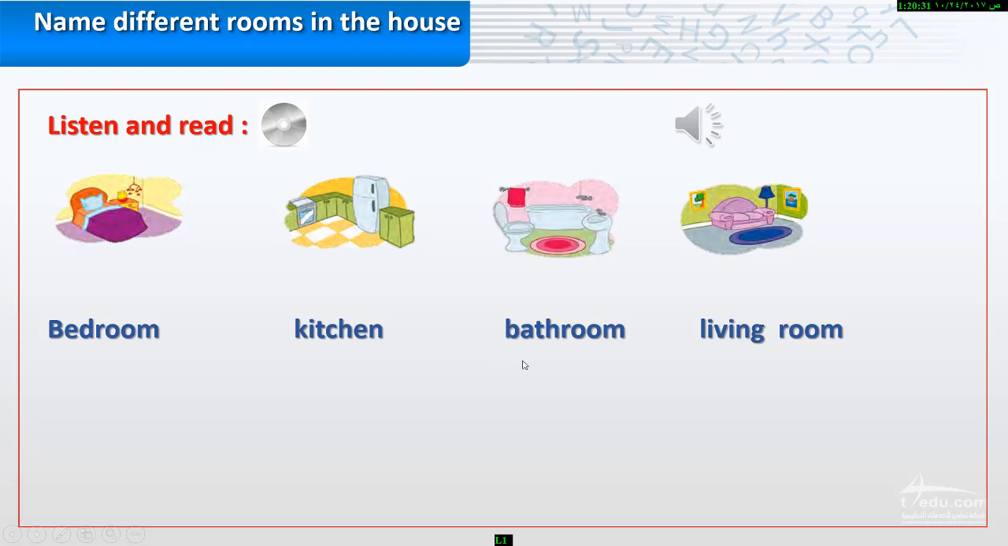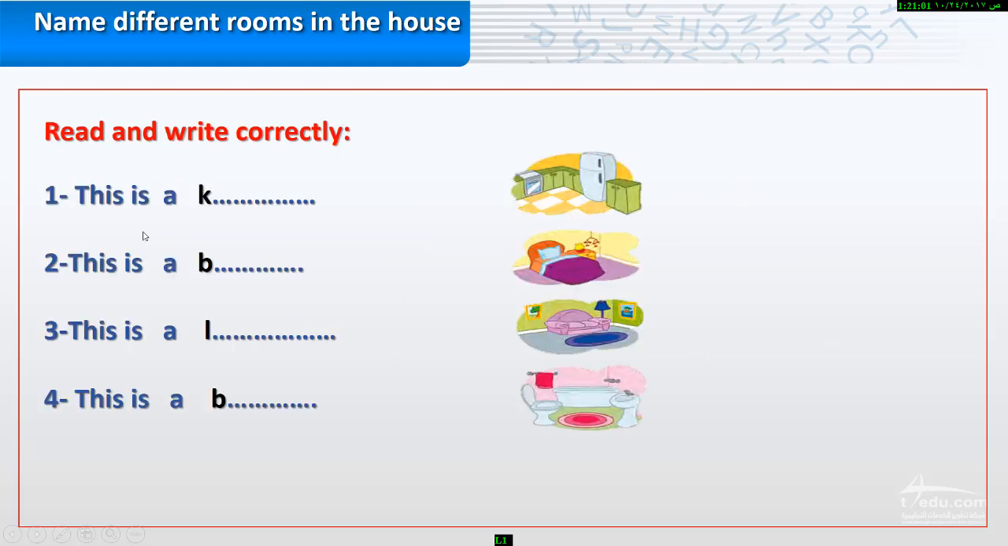Next one, bathroom. This is a bathroom. You take a shower in the bathroom. Next one, living room. Your family sits in the living room. You are watching TV in the living room. I hope you understand now the meaning of living room, bathroom, kitchen, and bedroom.